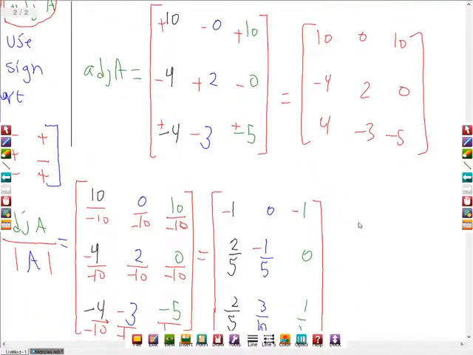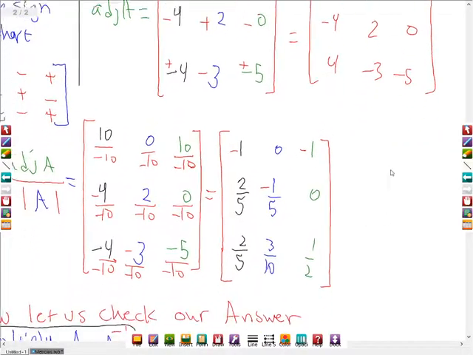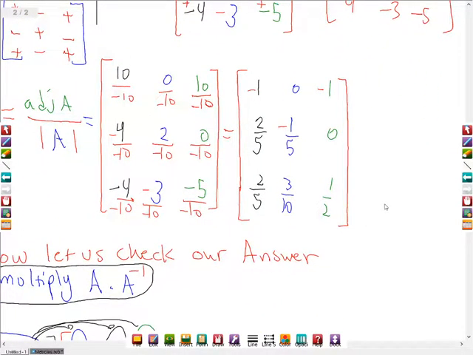Then, 10 divided by negative 10, 0 divided by negative 10, 10 divided by negative 10. Each term you divide by negative 10. Then we divide each term by negative 10. 10 over negative 10 is negative 1. 0 over negative 10 is 0. 10 over negative 10, negative 4.